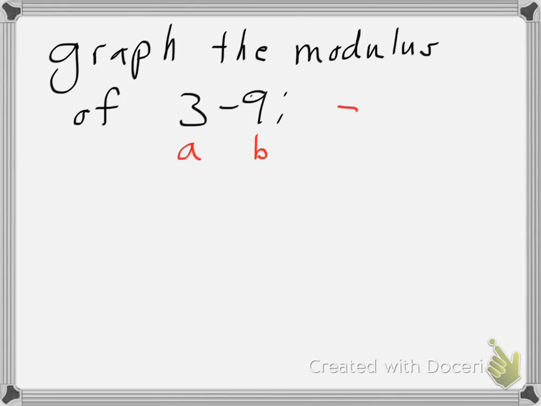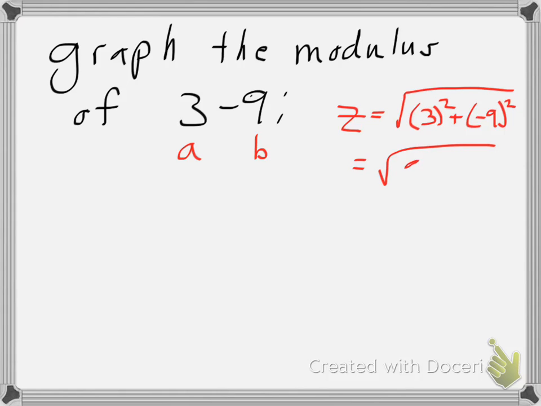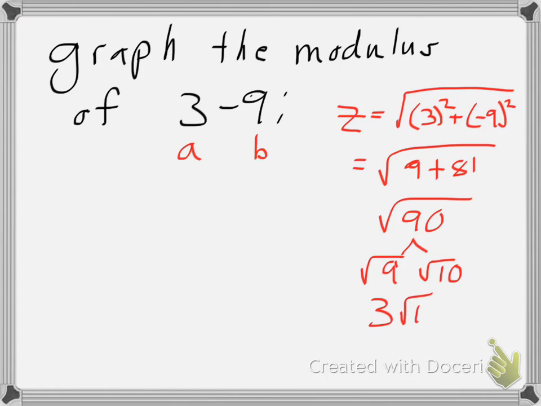The modulus formula tells me to take the square root of a squared plus b squared. I'll simplify and I'll get 9 plus 81. So I have the square root of 90. And I want to break it down. So this becomes the square root of 9 times the square root of 10. So my modulus is 3 square root of 10.